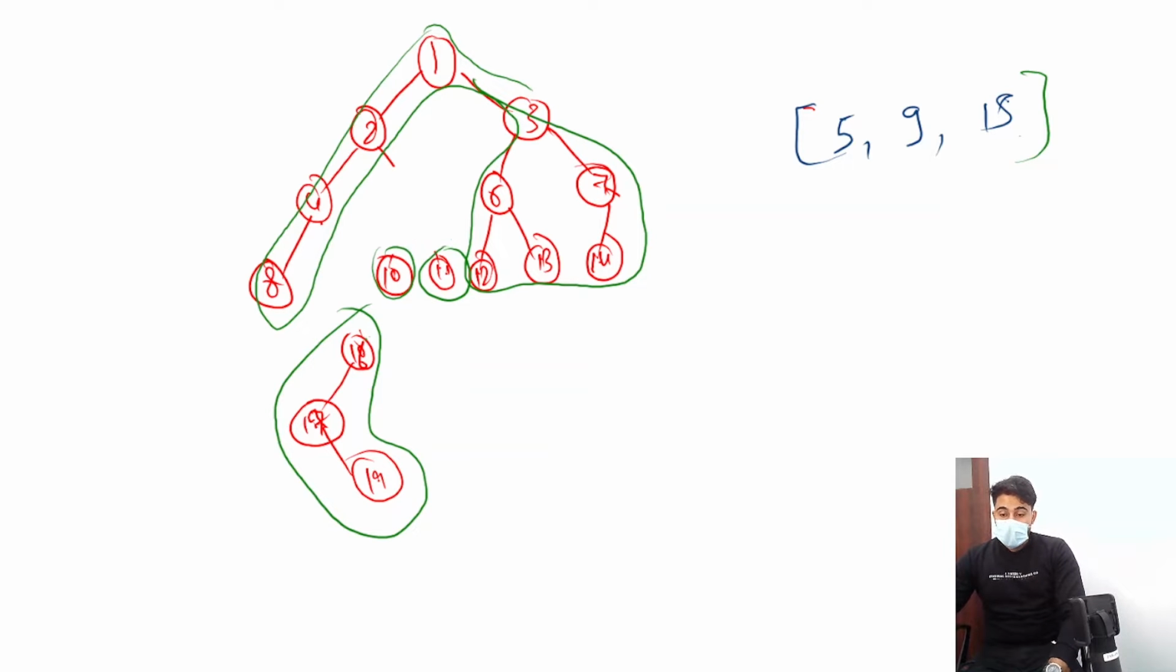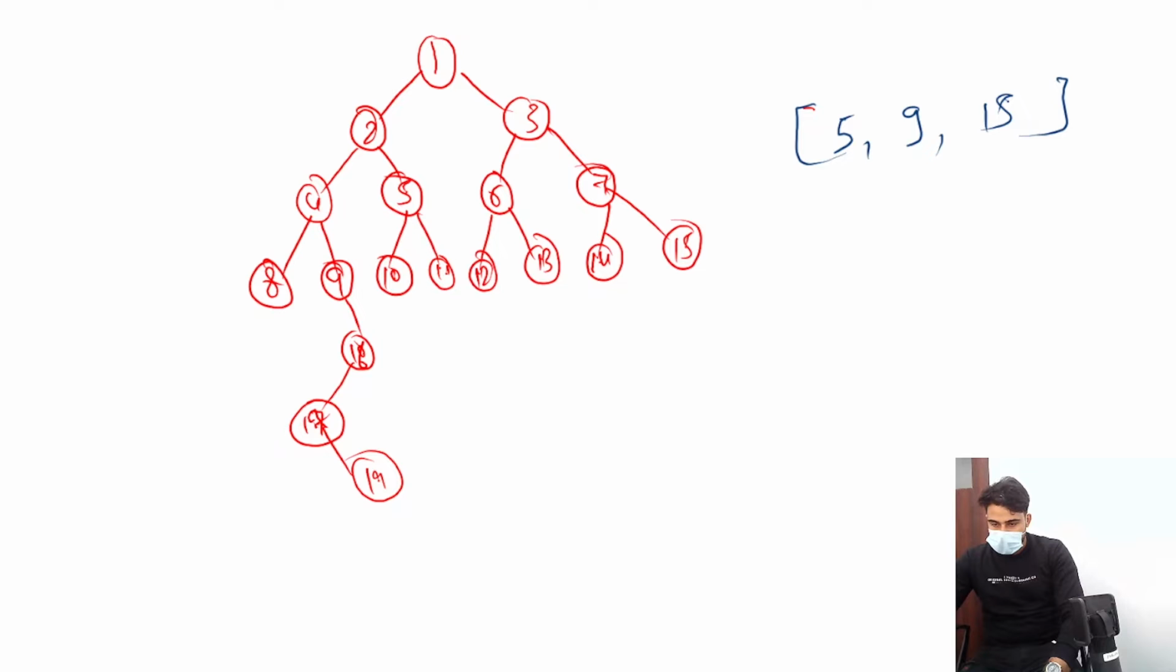So let me recreate it. Yeah, it was 15. Okay, now let's try to understand the approach. The first thing is that we need to delete some nodes of the binary tree, and we already know how to delete it, but here we need to perform one more task along with the deletion, that is nothing but storing the roots of the children.